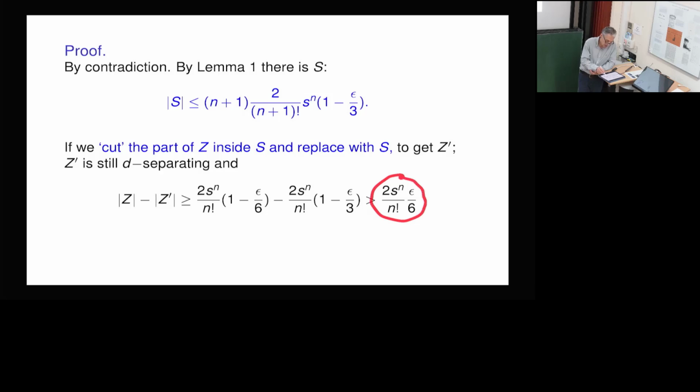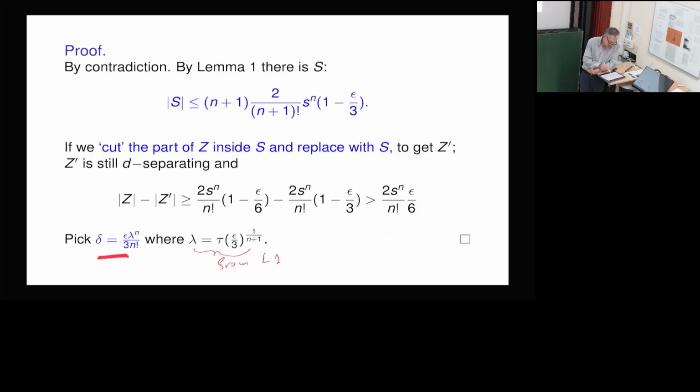Here is where it is important that S was in a range. If S could be arbitrarily small, then I couldn't do anything. But since S is in a range, S is bigger than something, so I can just pick delta to be smaller than that something and get a contradiction. I will pick delta that small, and lambda was provided from lemma 1, and it is this, but maybe I don't want to bore you with explicit calculation. That's the whole point.